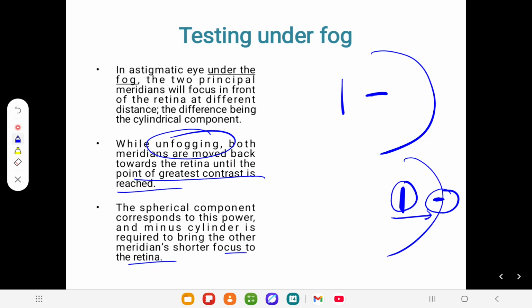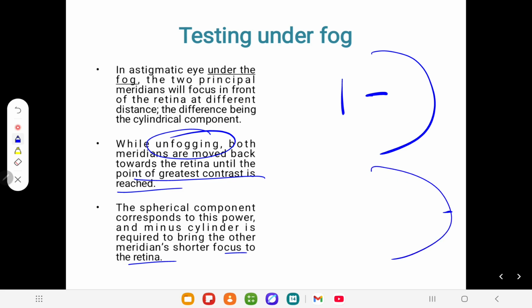Okay, for that you don't have to play with this focal length, do you? No, you don't have to, because this focal length is already here at the retina. Now you have to move this focal line to this focal point, which is at the retina, and then Sturm's interval collapses to the point. So let me again tell you. If we unfog it, and then one meridian, which is this meridian, comes into focus, then another meridian is here.